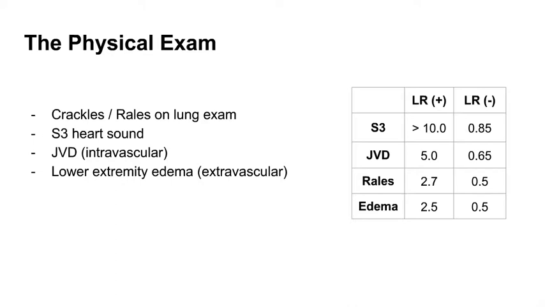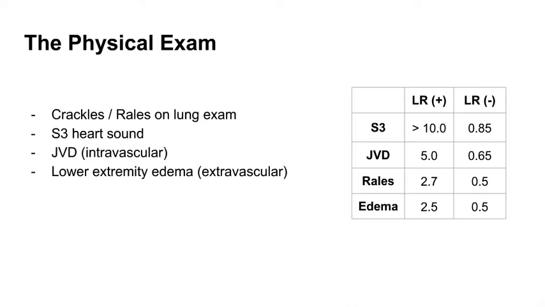So the major things to really look for are, do they have crackles on lung exam? You'll see the likelihood ratio is about 2.7, meaning if they do, your likelihood of them being in heart failure is 2.7 times more than what you thought it was originally. If they don't, it's 0.5. So you divide the percentage that you think they have heart failure in half.